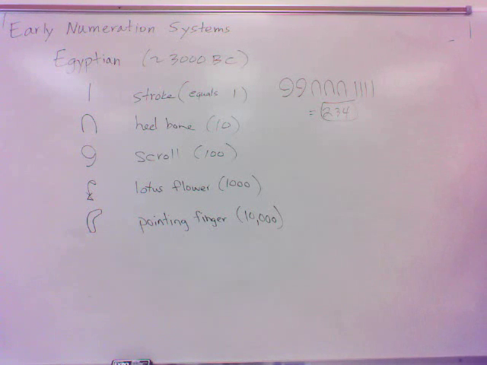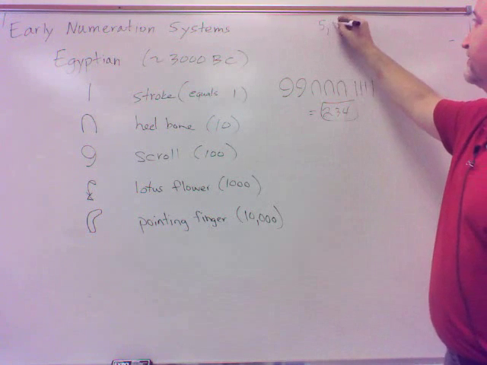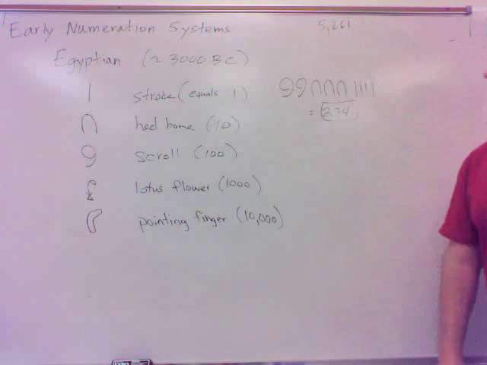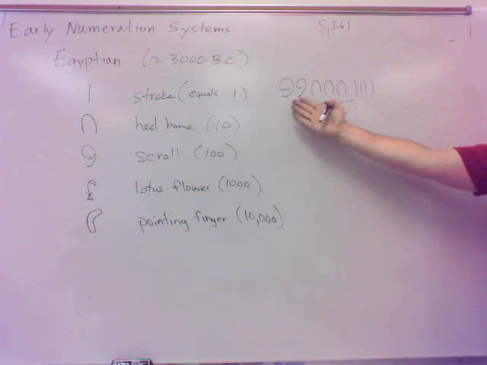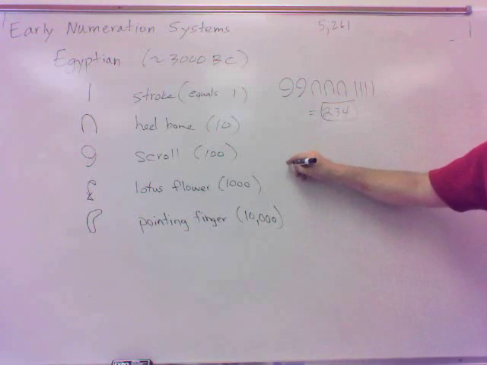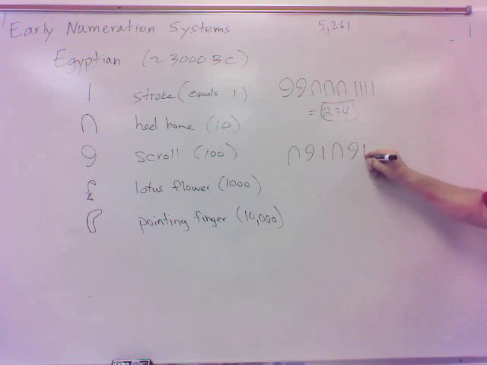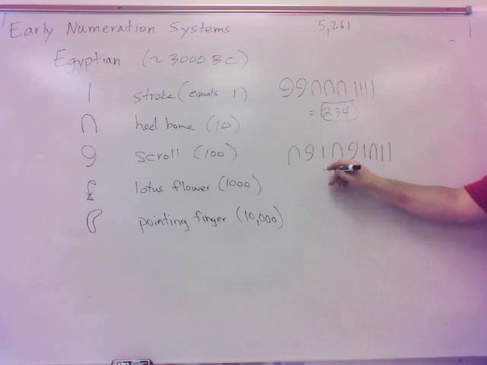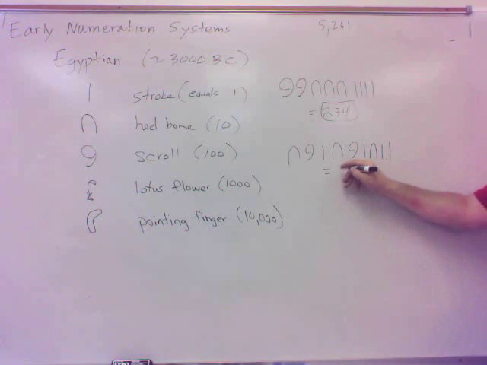In other words, they didn't have any place value. Like in our numbers, if I say 5,261, that's 5, but it means more than 5, doesn't it? It means 5,000 because it's in the thousands place. Well, they didn't have that. This being here didn't mean anything different. How much would that be? Well, I got 234. It's the same number.